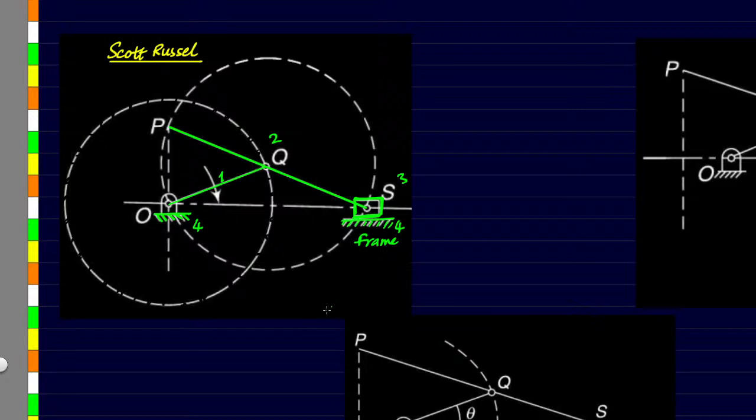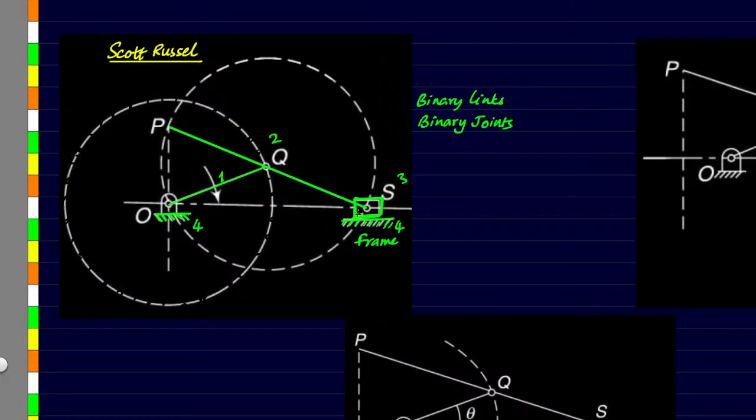Ready? So here we have to count again. Let us say we want to count how many binary links. We don't have any ternary links, so I'll not write it down. Then what about the joints? How many binary joints? And there are no ternary joints in this. How many links are there here? Four links.